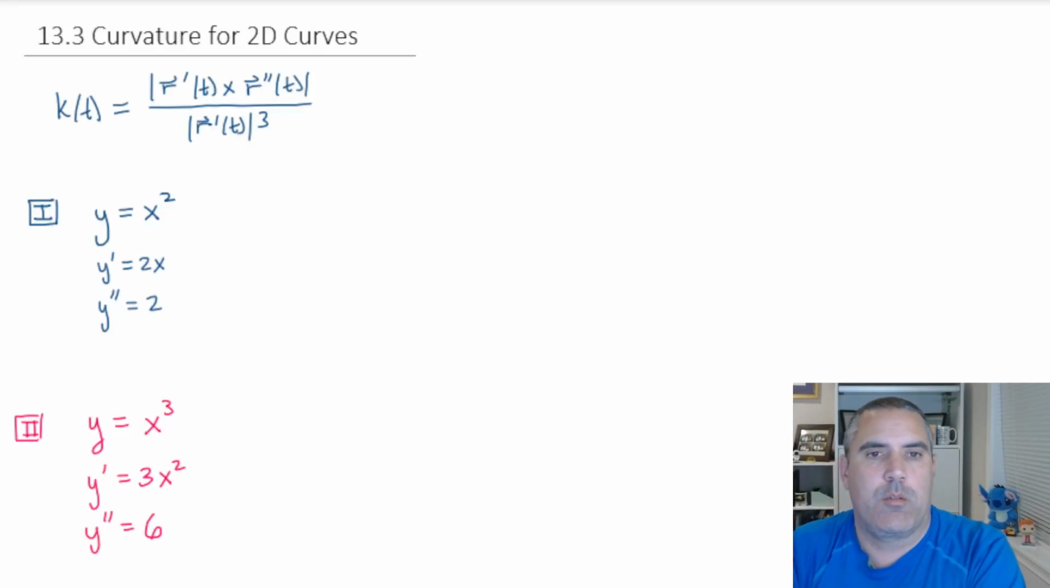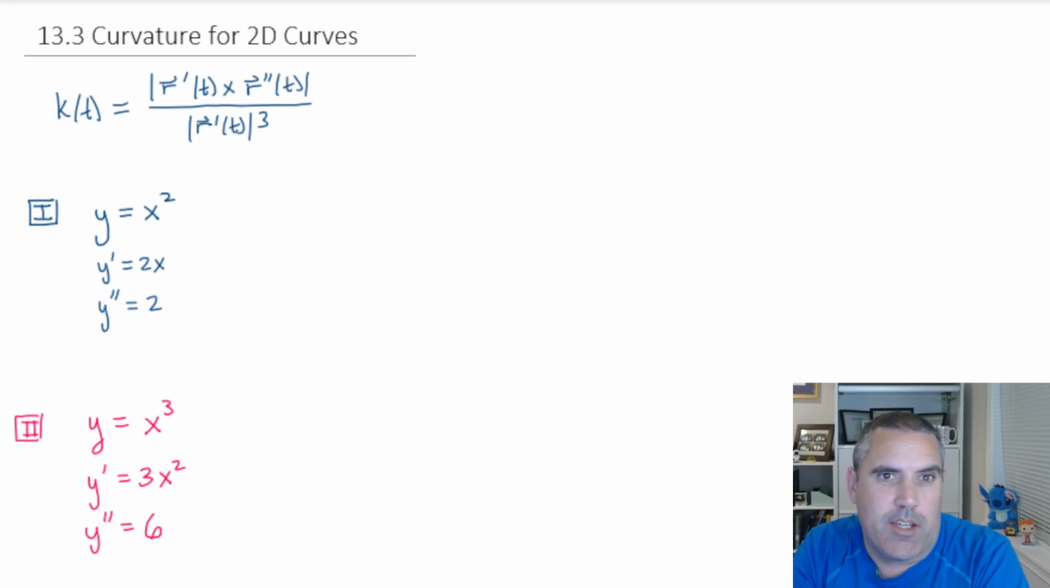Hello, math fans. Here we're going to talk about curvature for 2D curves. Surprisingly, I think when I was a student, I thought, didn't we already study this? Isn't that what concavity is? No, it's something a little different.